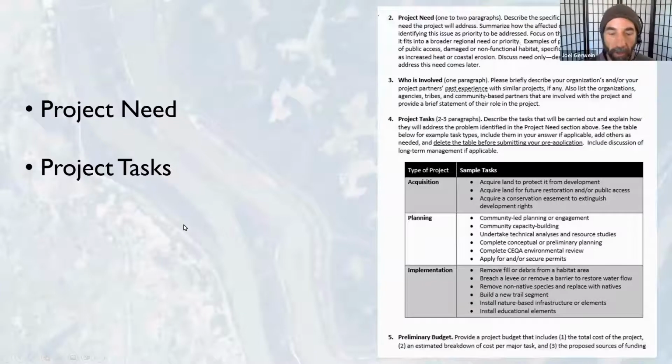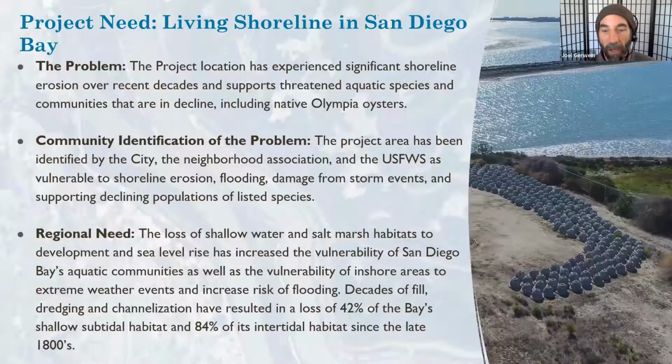So now I'm going to move on and talk about the project needs and project tasks sections. Let's start with the project need. And I'm just going to use an example from the living shoreline in San Diego Bay. So the project need, you have a couple paragraphs for this section. And we want you to start with, again, being very specific about what's the problem in your project location, your project area. So in this case, the applicant is telling us that there's been significant shoreline erosion at this site over recent decades, and that there's threatened species and natural communities that are in decline.